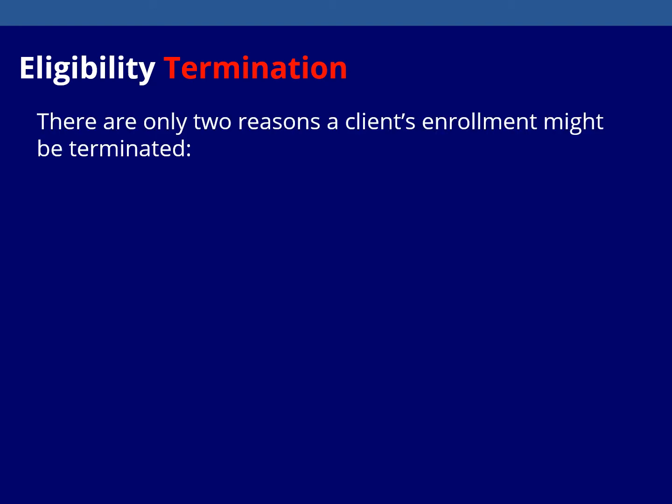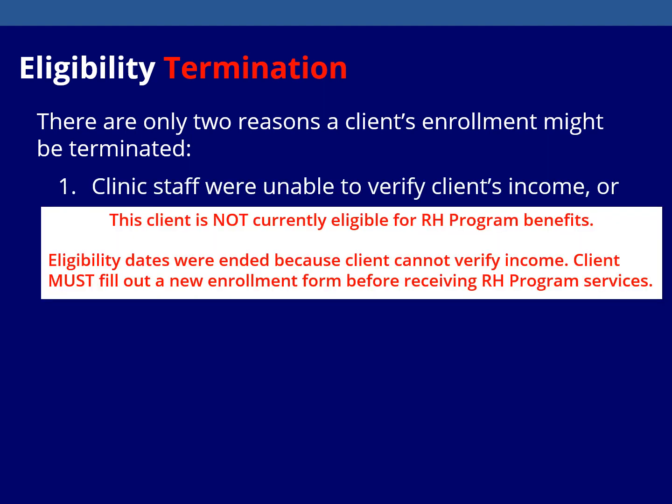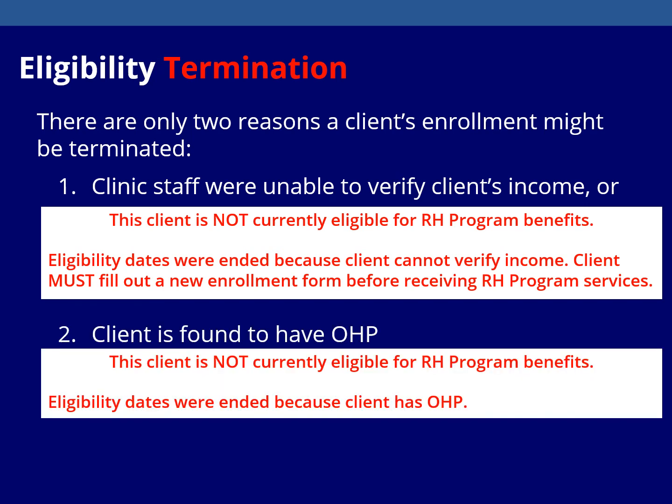And then there are times when clients' enrollments have been terminated. This could happen for two reasons. Because clinic staff were unable to verify the client's income, in which case you'll see this message, or because the client was found to have OHP, in which case you'll see this message. If a client's enrollment was terminated because of income, they may re-enroll, but they'll have to complete and submit a new enrollment form. But if a client's enrollment was terminated because they are found to have OHP, they cannot re-enroll unless they no longer have OHP.